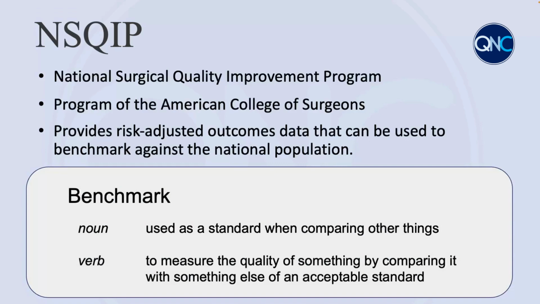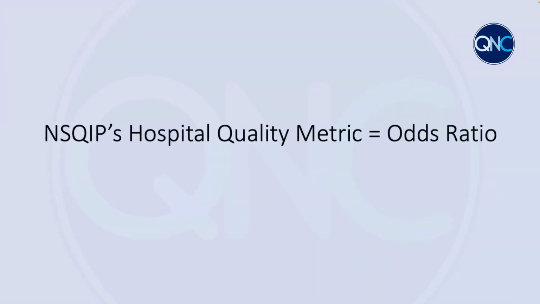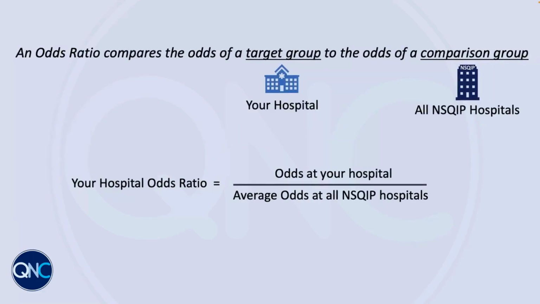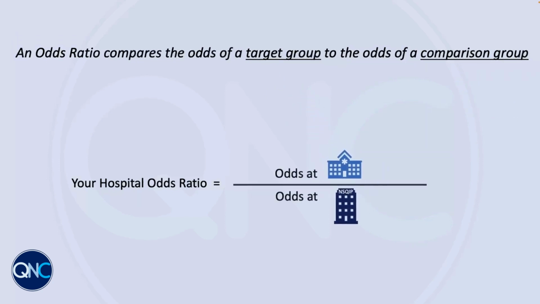That benchmark comparison is accomplished through the use of an odds ratio, which NSQIP calls a hospital's quality metric. An odds ratio compares the odds, or likelihood of an event happening, of a target group in the numerator to the odds of a comparison group in the denominator. For each outcome model, for example, all cases surgical site infection, there is a corresponding hospital quality metric, or odds ratio, that compares the hospital performance in the numerator to the national population performance in the denominator.